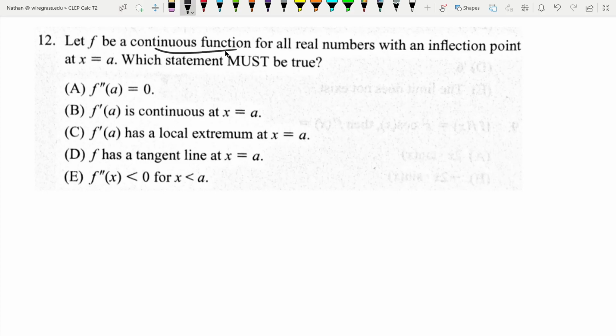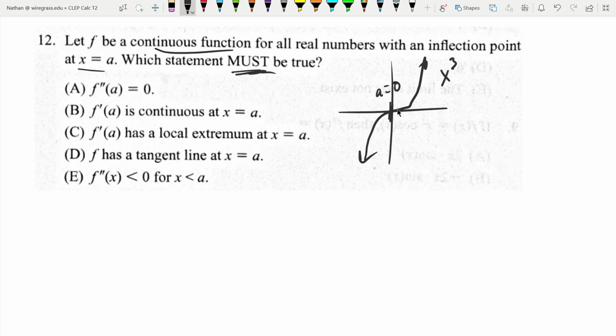Let f be a continuous function for all real numbers with an inflection point at x equal to a. Which statement must be true? So probably a lot of these, if not all of them, can be true for certain functions. If we were to look at something like, let's just say, x cubed, this has an inflection point right here at a equal to 0.